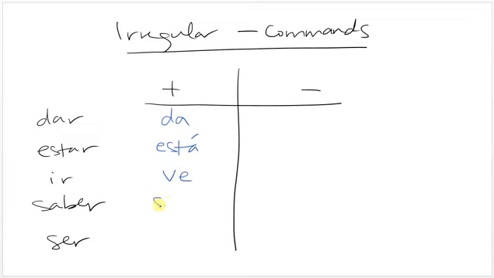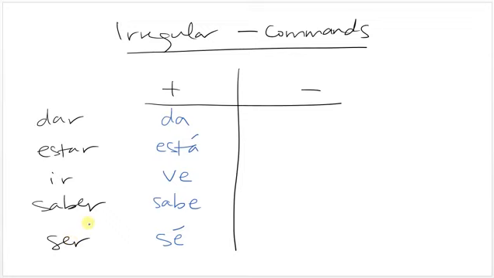Saber is regular, just the él, ella, usted, sabe. Ser is irregular, which we just did, and it's sé with an accent. So those are the positive forms. In the negative, they're going to be kind of weird. And why? Obviously, how do you form the negative command? You have to go to the yo, drop the o, and add the opposite ending. Dar in the yo is doy, estar is estoy, ir is voy, saber is sé, and ser is soy.